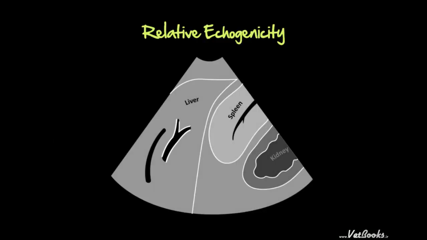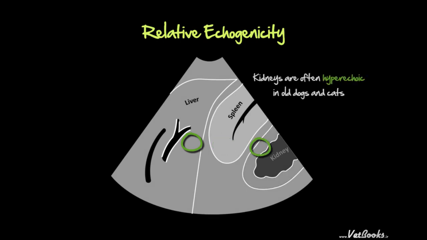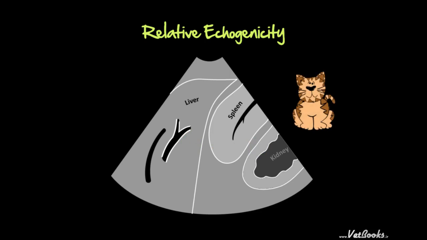As with all the other organs, one of the main parameters to assess is parenchymal echogenicity. The liver is generally less echogenic than the spleen, but more echogenic than the renal cortex. In all dogs and cats, the kidneys often have similar echogenicity to the liver, and can sometimes even be hyperechoic. Kidneys of obese cats are often more echogenic.